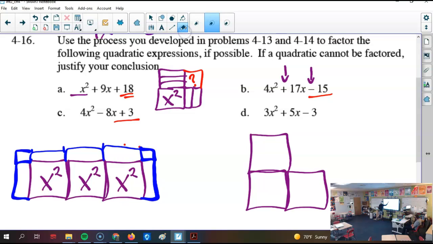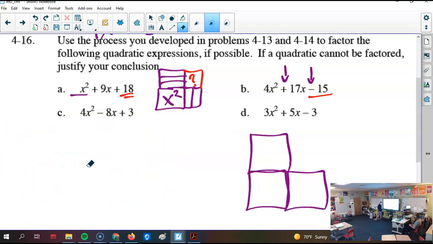Guys, this feels so simple. It feels silly. You can't make a rectangle with those. With 3 x squared tiles, 5 x's, and 3 -1 tiles, you can't make a rectangle. It just doesn't work. That's it. There's no special secret until we make it work.